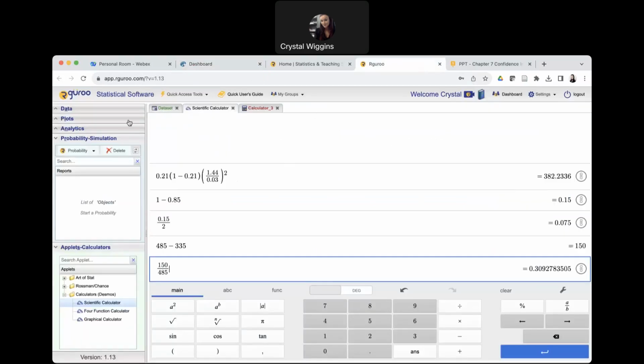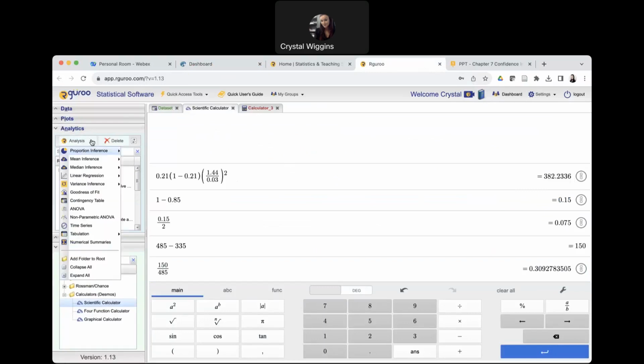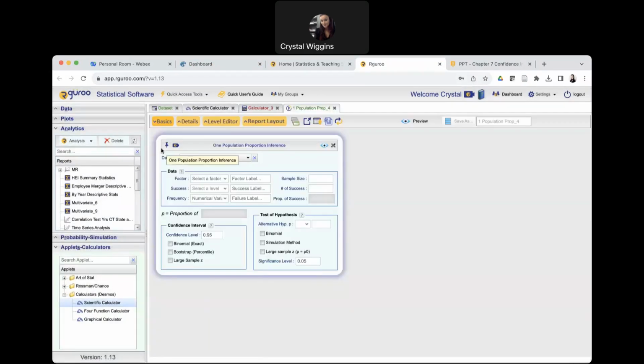So here in our Rguroo, let's head over to analytics, analysis. Last week we were working under mean inference. This week we are working in the proportion inference. Always one population for this class. Okay, we don't have a data set, so we're going to leave that alone. Come over here. My sample size is 485. The number of successes has to match the category we are focused on. And in this case, that is the tankers that spilled, which was 150. I need to actually click somewhere else for it to calculate. All these gray boxes you don't type anything into. Rguroo calculates for you.